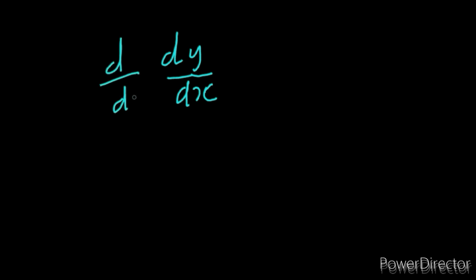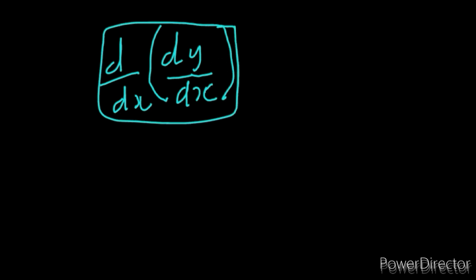Another thing you need to take note of is that the first derivative is usually represented as the derivative of y with respect to x. Notice that the second derivative is simply the derivative of the first derivative. In other words, we'll say the derivative of the first derivative. So notice that already this is the second derivative.